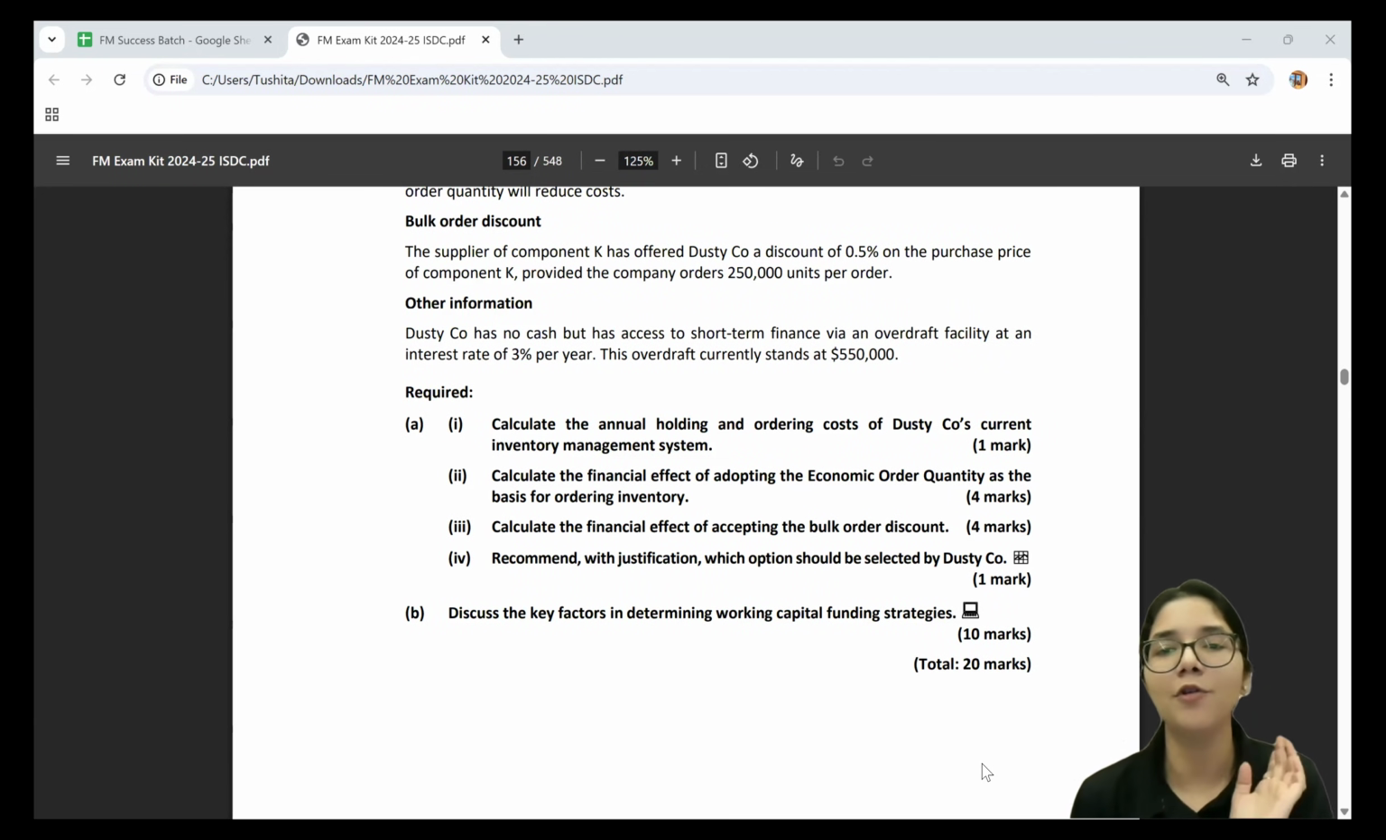This question, you have to talk about the funding strategy. So where is the money going to come from? Will it come from long-term sources? Will it come from short-term sources? That is what you have to tell for 10 marks over here. You have to discuss the key factors that you as a business will be considering when you are deciding where to fund your working capital from.